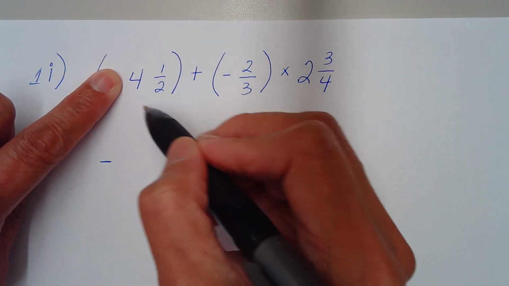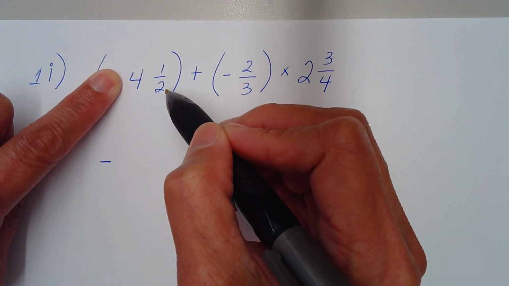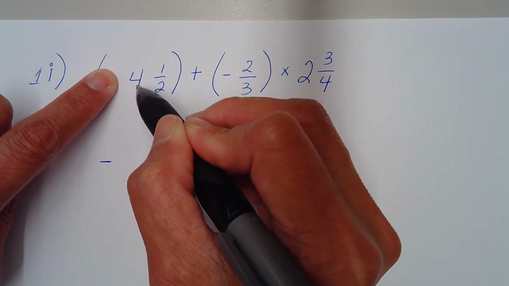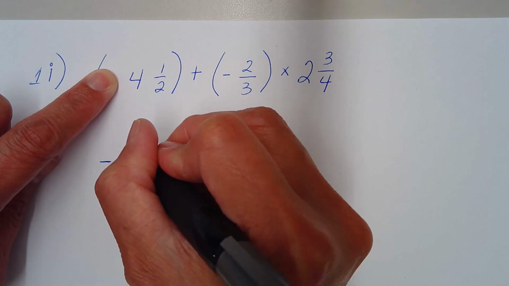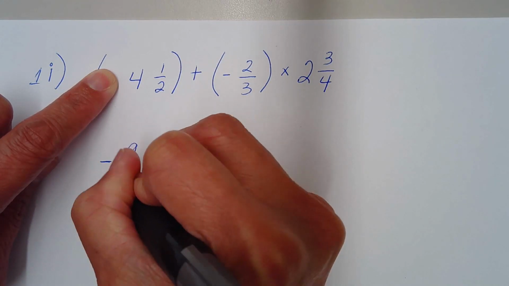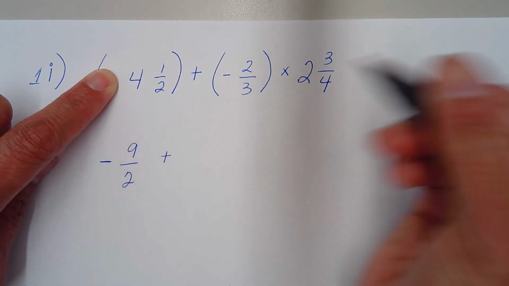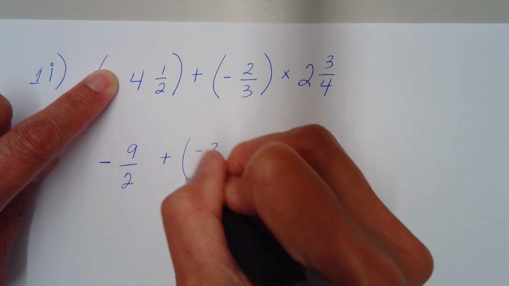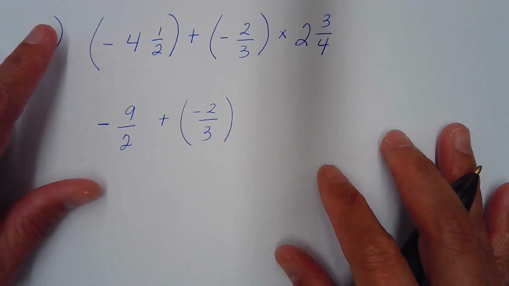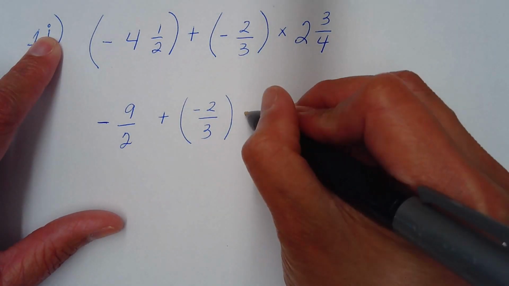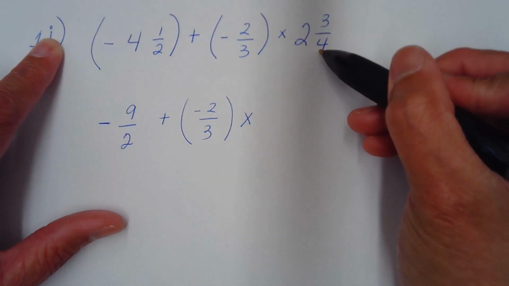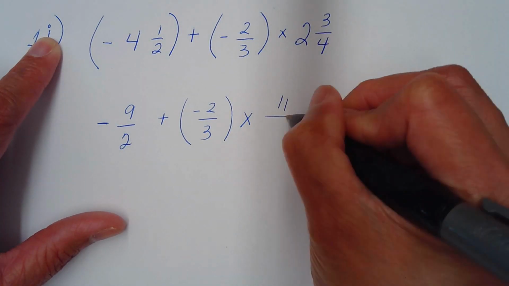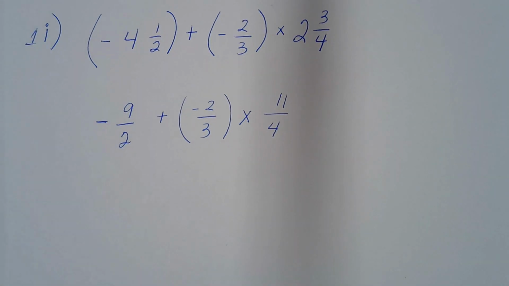Multiply and add, right? So I'm gonna stick the negative there. When I do the changing, I don't consider the negative here. So 2 times 4 is 8, plus 1 is 9. So negative 9 halves. Plus, well, this one here is just negative 2/3. I'll put it inside the brackets. Times, it's gonna be 8 plus 3, 11/4. Good.